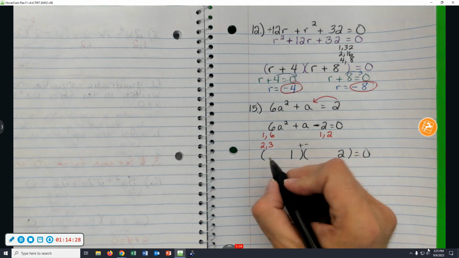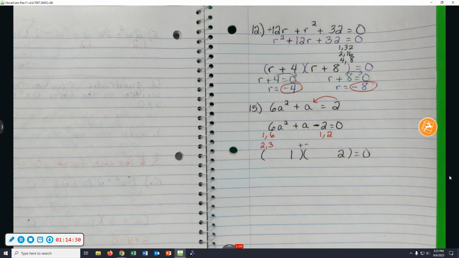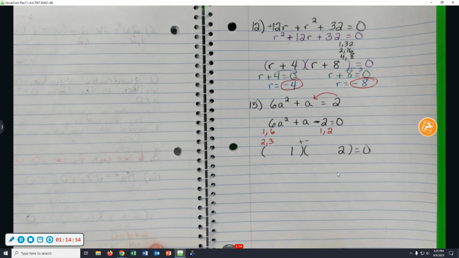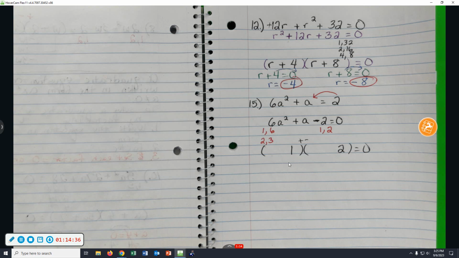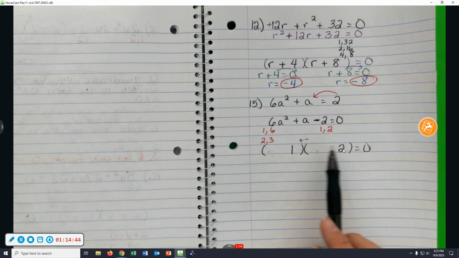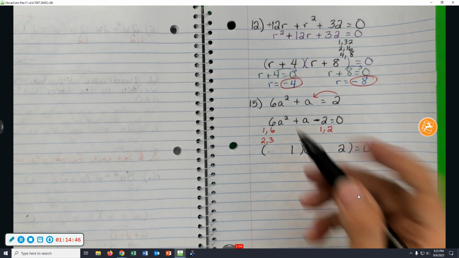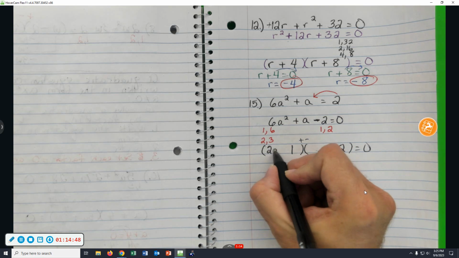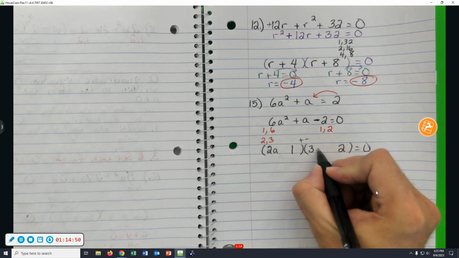Well, if we're going to try 2 and 3, don't write anything, Tony. If we're going to try 2A and 3A, where are we going to put the 2A? The first or the second? The first. You cannot put it in the second because you can't have that same number. 2 and 2 are both divisible by 2. 2A, 3A.